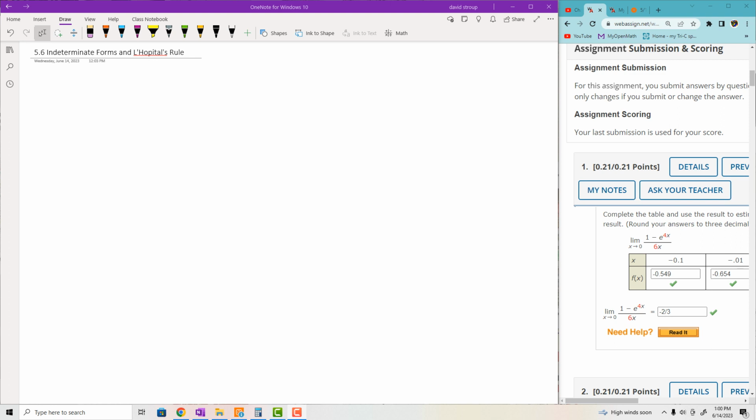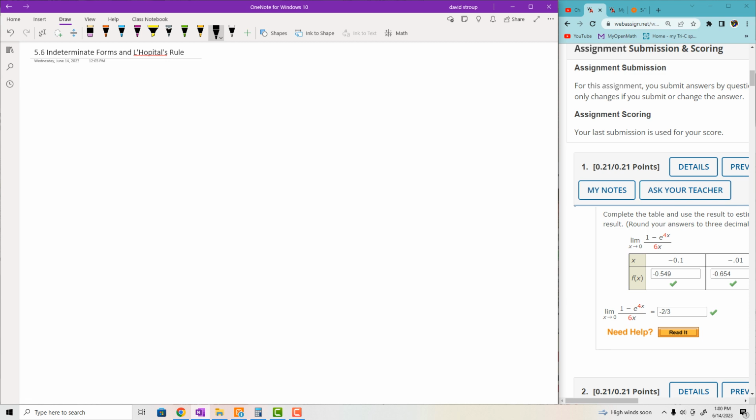Hi, welcome back. This is now 5.6, indeterminate forms of L'Hopital's rule. We'll need to be able to do these operations in order to do improper integrals in 8.8. That's why we typically introduce it now as opposed to in Calc 1.